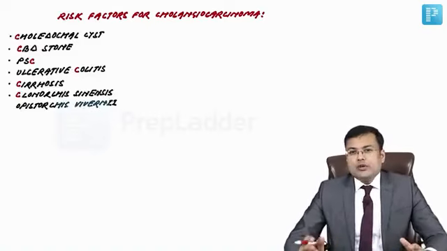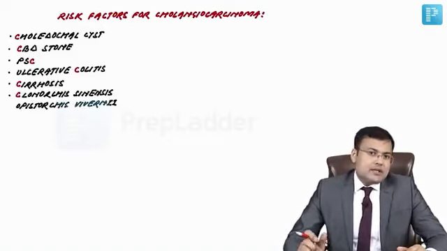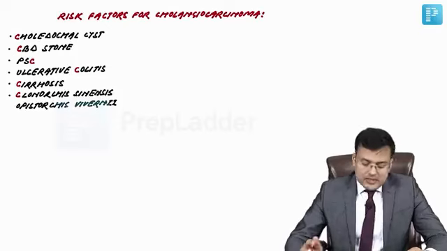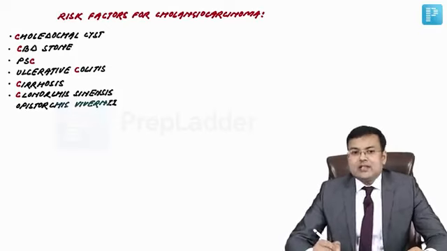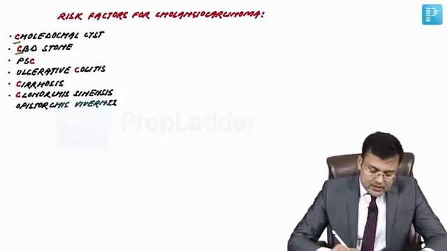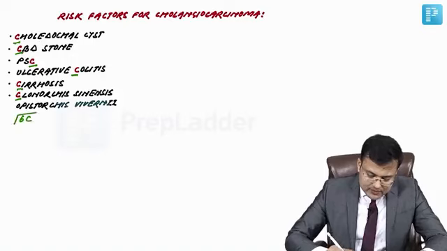The risk factors are choledochal cyst, CBD stone, primary sclerosing cholangitis, ulcerative colitis, cirrhosis, and worms like Clonorchis sinensis and Opisthorchis viverrini. So how to remember? You can see C, C, C, C, C, C, and that is 6C.